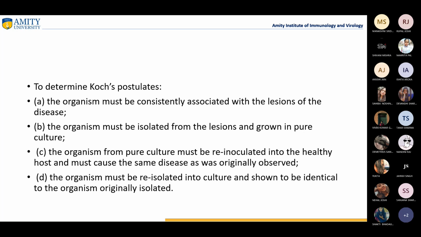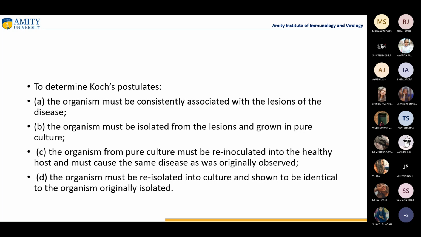The fourth one is that the organism must be re-isolated again. Say, for example, we are working on a plant: I have inoculated that plant with the grown culture, and similar symptoms are being shown. I need to re-isolate the pathogen again from that plant and grow it in culture, and it should be identical to the organism which was originally isolated. So these are the four steps that we need to follow.